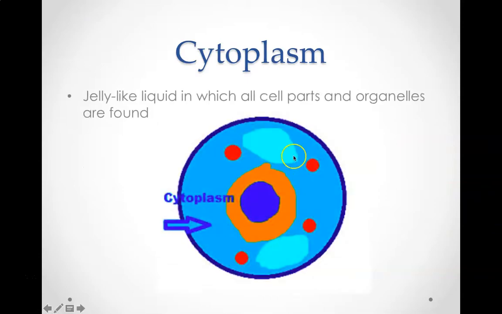Then we have the cytoplasm. So that is basically the space in between all the organelles. And it's filled with this jelly-like liquid that suspends all organelles inside of it.